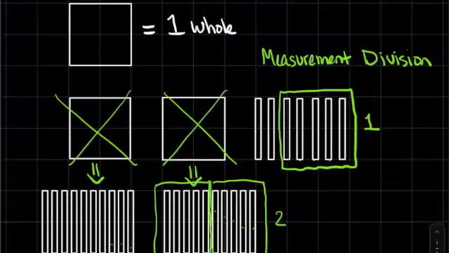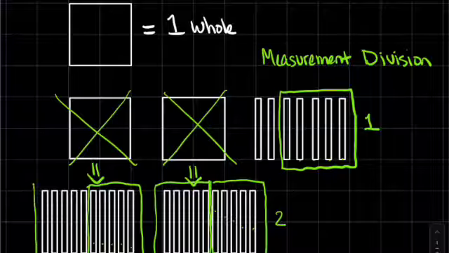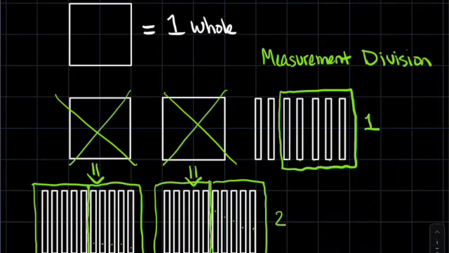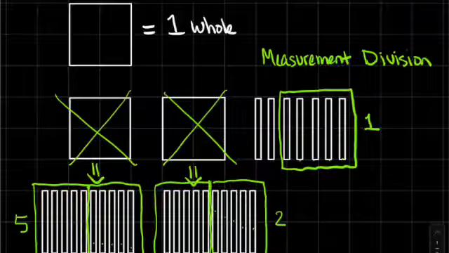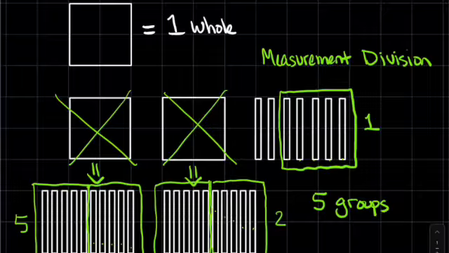1/10, 2/10, 3/10, 4/10, 5/10 is my fourth group. Another 5/10 is my fifth group. So I can make 5 whole groups of 5/10. So I can do 5 groups, and then I have this left over.